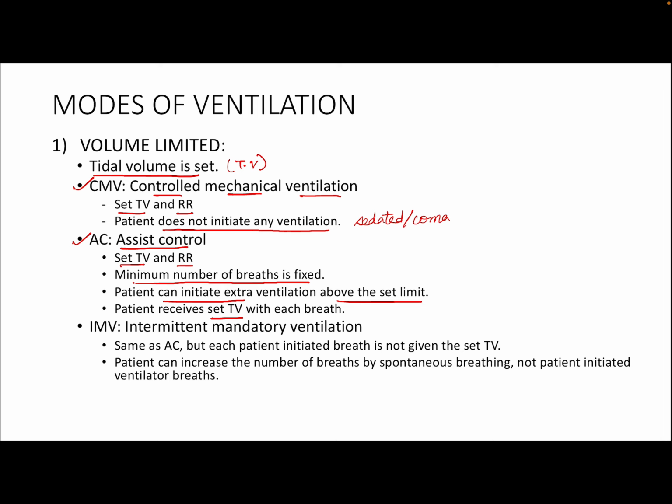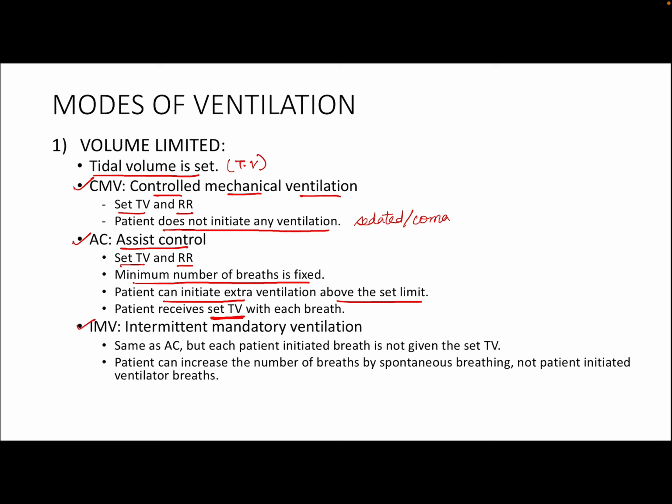So for example, if the respiratory rate is fixed at 10 breaths per minute, the ventilator will give the 10 breaths, but the patient can increase the number of breaths per minute to say 15, meaning the patient will add 5 extra breaths above that 10 breaths that is set. But the ventilator will prevent the number of breaths from ever dropping below that limit, which is 10 breaths per minute. So the patient can definitely breathe for more than 10 breaths per minute, but can never go below 10 breaths. So the limit is set at 10 breaths per minute. And for each patient initiated breath, as I've mentioned, the tidal volume that he gets will be set.